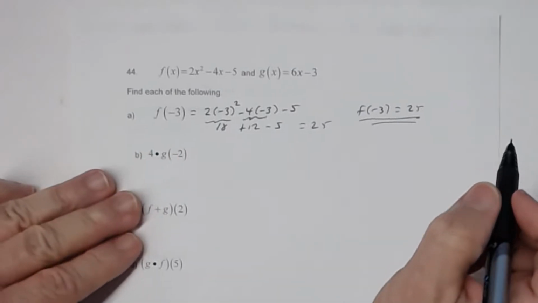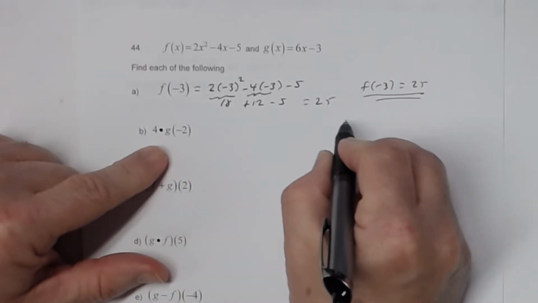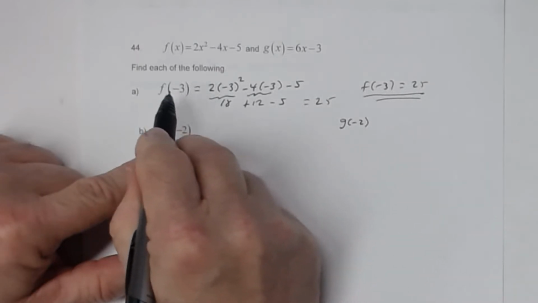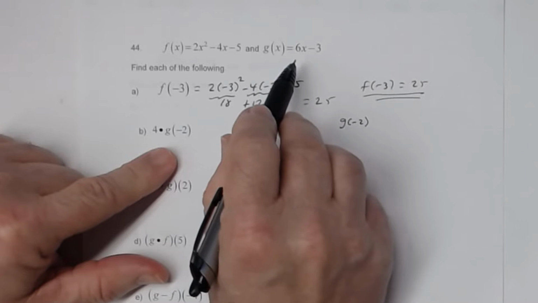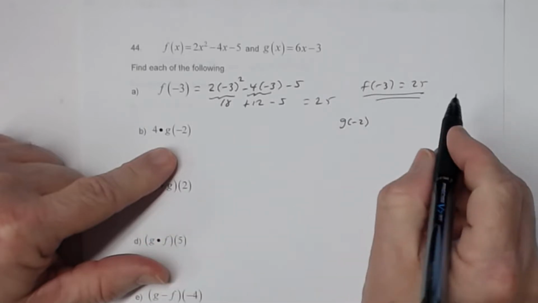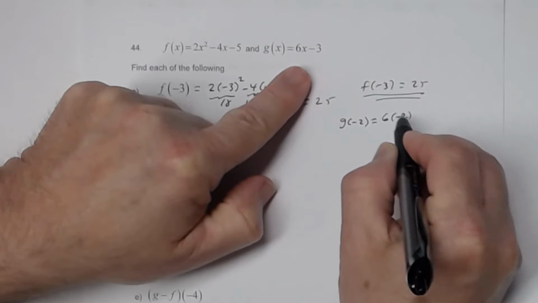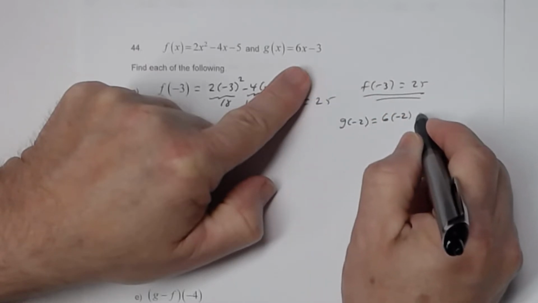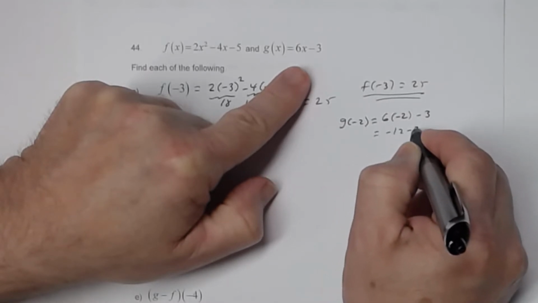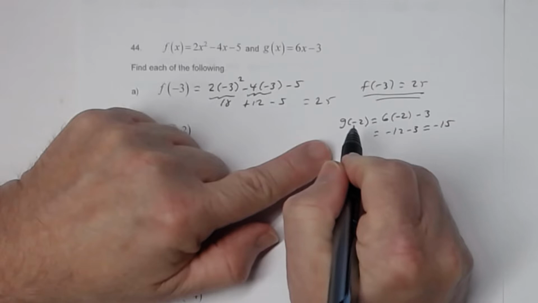All right, so that was letter A. Now letter B, remember this means 4 times g of negative 2. So what you have to do first is find g of negative 2. We're going to find g of negative 2 the same way we found f of negative 3. I go to my function g, which is this linear function, and wherever we see the variable x, I'm going to substitute negative 2. So this becomes 6 times negative 2, and then whatever that product is, you're going to subtract 3. So 6 times a negative 2 is a negative 12, and a negative 12 and a negative 3 is a negative 15. So all you found was g of negative 2.